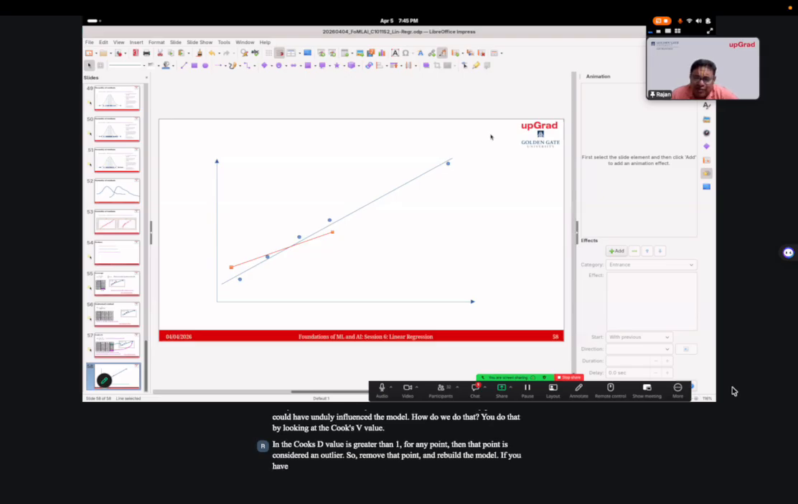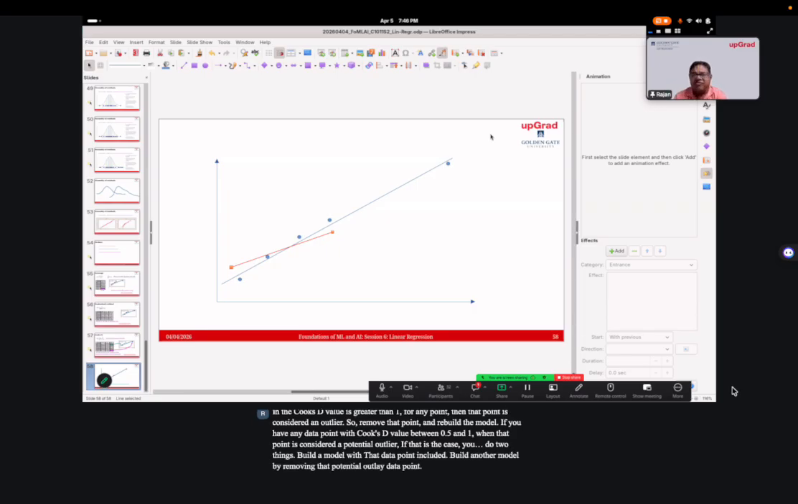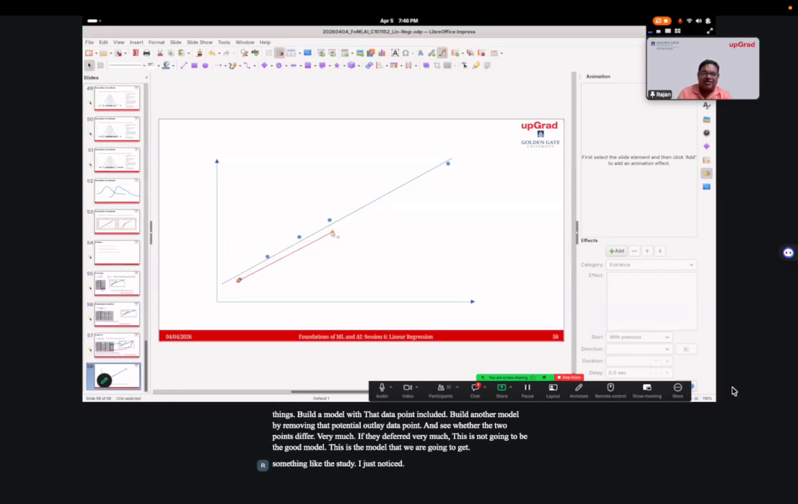If you have any data point with a Cook's D value between 0.5 and 1, then that point is considered a potential outlier. If that is the case, you do two things. Build a model with that data point included. Build another model by removing that potential outlier and see whether the two models differ very much. If they differ very much, then this is not going to be a good model. The model that we are going to get is something like this.